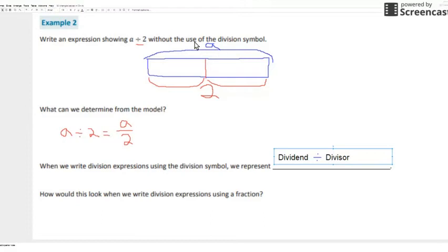Remember, the dividend is what we're breaking up. I do apologize, I said it backwards on the other one. And the divisor is how many we're breaking it up into, or what is the equal parts. So if we look at this also kind of in fractional form, let's go and get another text box here.